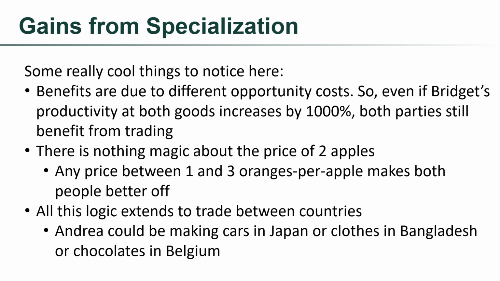And all this logic extends to trade between countries. So Andrea could be making cars in Japan or clothes in Bangladesh or chocolates in Belgium. The important thing to note is that there are gains for both Andrea and Bridget if they meet and exchange and each does what they do best.